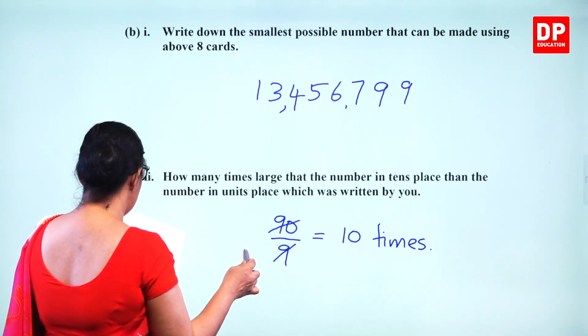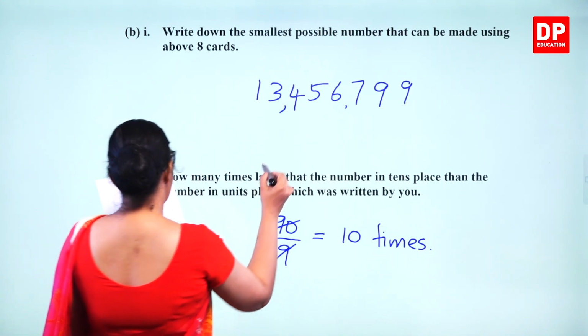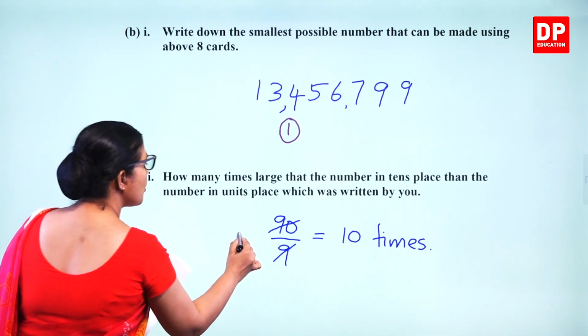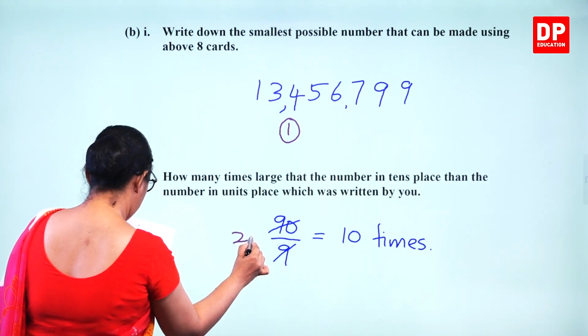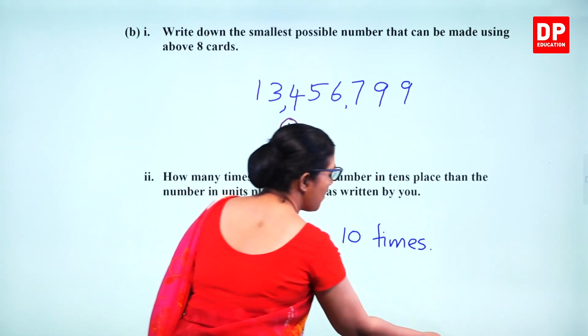How many marks for part B? That's 1 mark here, and this is division, 2 marks. So 8 plus 3, 11 marks.